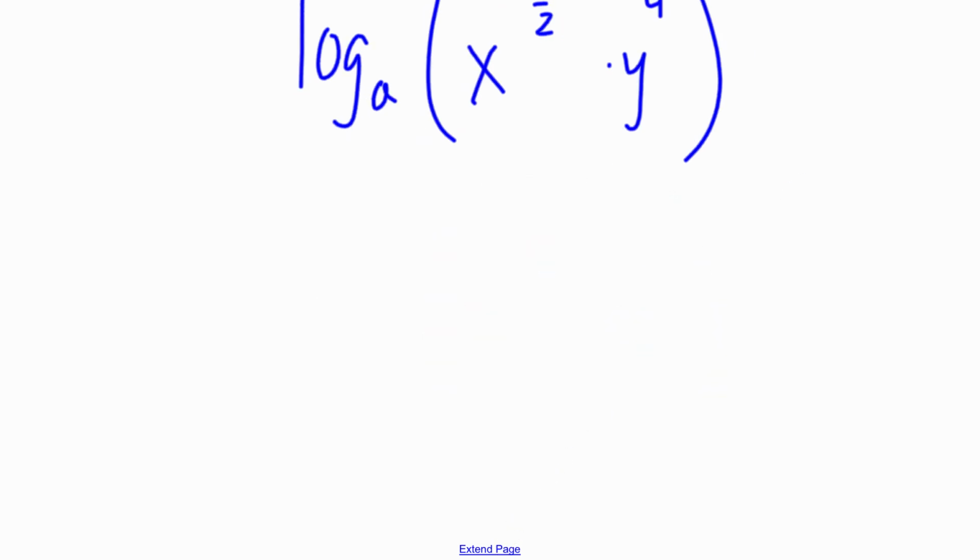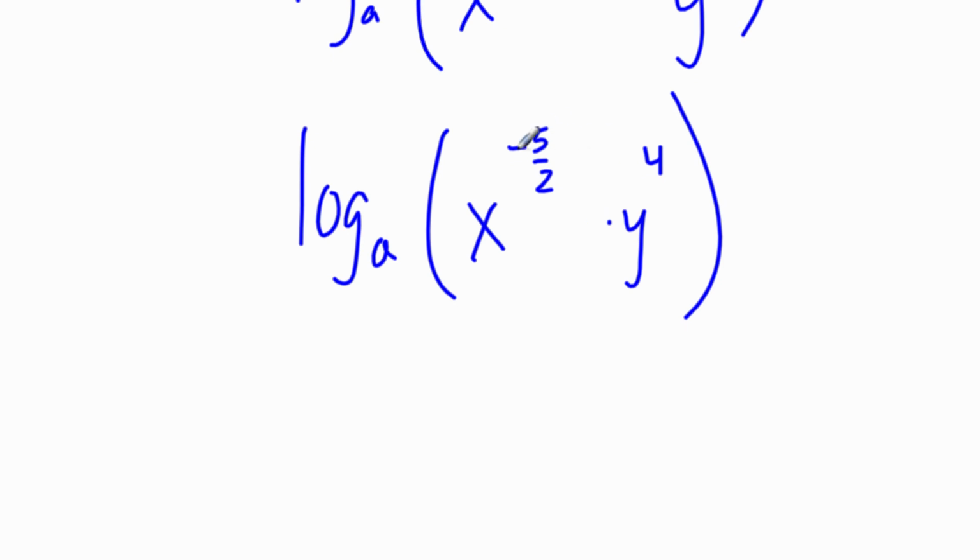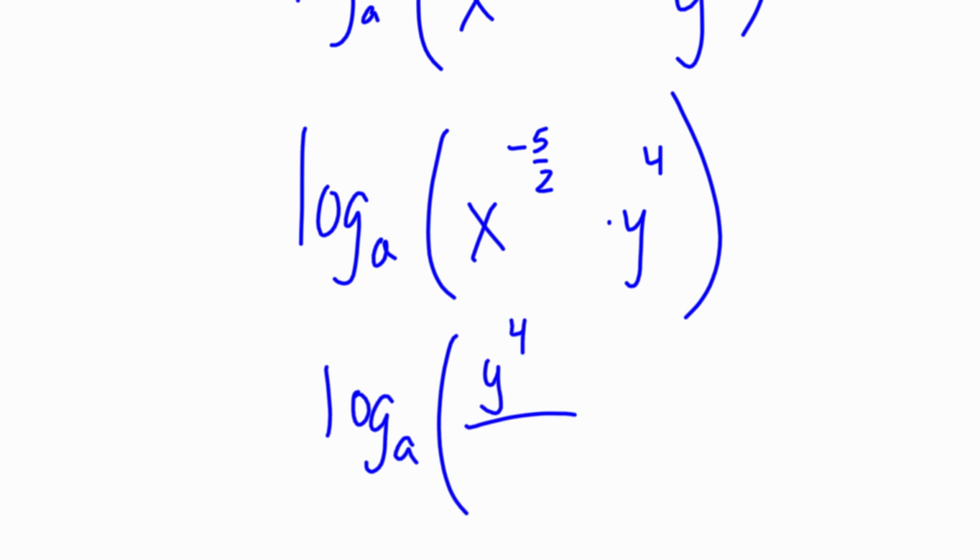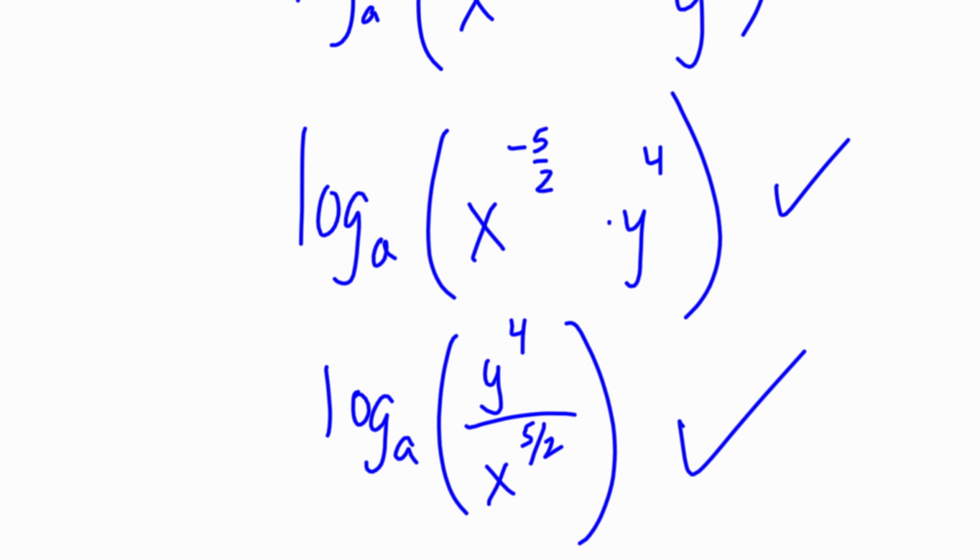Now they might leave the answer like that. Having a negative exponent typically for me is a no-no, so I would probably rewrite it as y to the 4th over x to the positive 5/2. At either point there, it's good though. Okay, hopefully that helps out with that question.